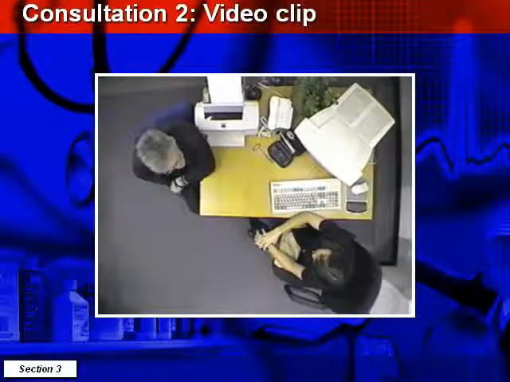This is the same patient that we saw in the previous consultation. This time, the screen is at the opposite end of the desk from the patient. With this setup, it's a lot easier for the patient to read what is on the screen. On the other hand, the patient is out of the doctor's field of vision when she is looking at the screen.